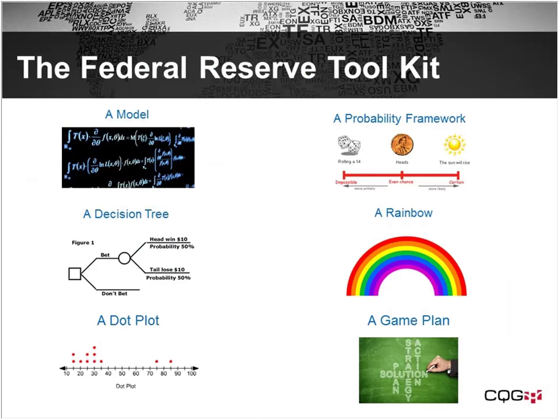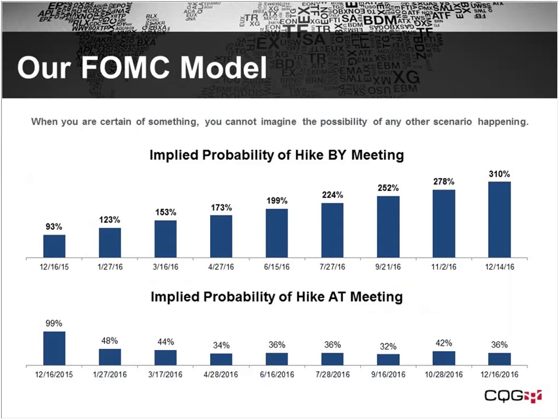Okay, moving forward. So now that we have an understanding of how we think about each type of Federal Reserve narrative, we need a toolkit to build a trading plan. In our toolkit, we have six tools. One, a model. Two, a probability framework. Three, a decision tree. Four, a dot plot, a rainbow, and finally a game plan. We're going to walk through briefly each of those before we get into the nuts and bolts of this. All right, so this is our most important part.